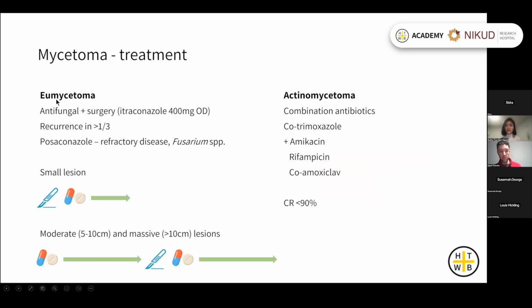For the fungal form, the eumycetoma, the cure rate is nowhere near as good. It's probably more like 30 to 40%, and recurrence is high. The treatment here uses a combination of antifungals and surgery. So for small lesions, sometimes you would begin with surgery and excise the lesion and then treat with antifungals. But for most eumycetomas, you treat initially with antifungal therapy, then excise the lesion, and then continue antifungal therapy.